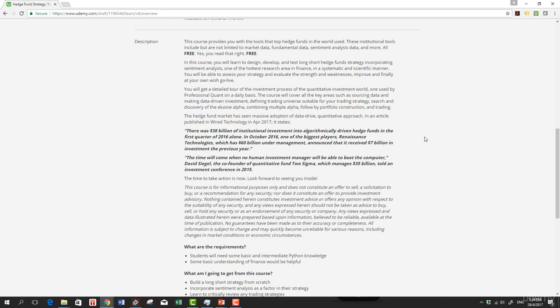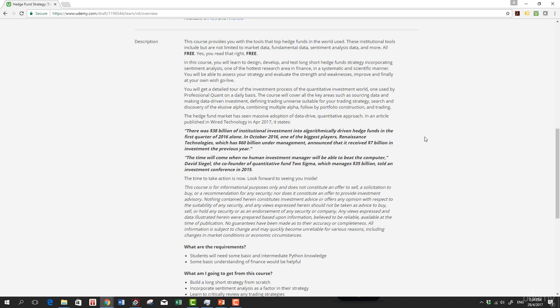In this course, you will learn to design, develop, and test long-short hedge fund strategies incorporating sentiment analysis, one of the really hot research areas in finance. We're going to develop them systematically as well as in a scientific manner. You will be able to assess your strategy, evaluate its strengths and weaknesses, improve it, and finally, at your own wish, go live with the platform as well.